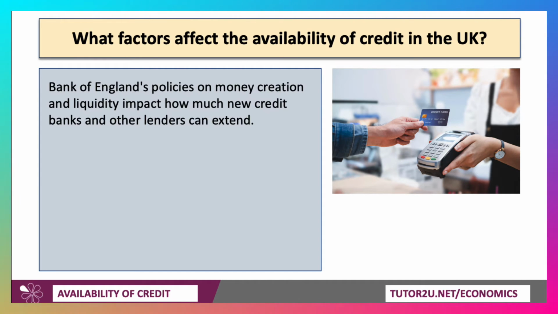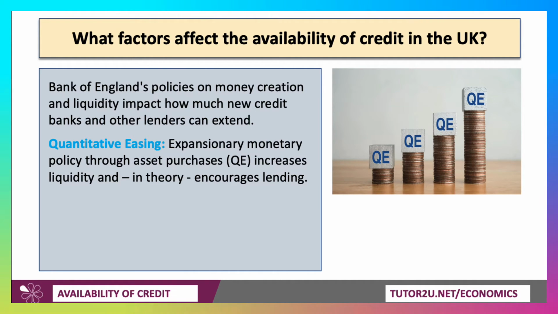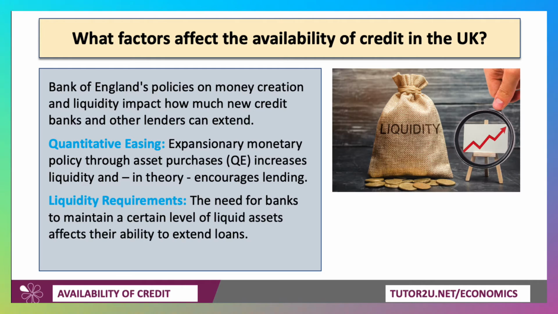Well, the central bank has a key role to play here. Their policies on money creation and liquidity do have an effect on how much credit commercial banks and other lenders can extend. So, for example, quantitative easing. If the Bank of England is using expansionary QE by buying bonds or other assets of banks, that increases the cash balances of the banks, increases their liquidity, and in theory, allows them to lend more to personal and corporate customers.